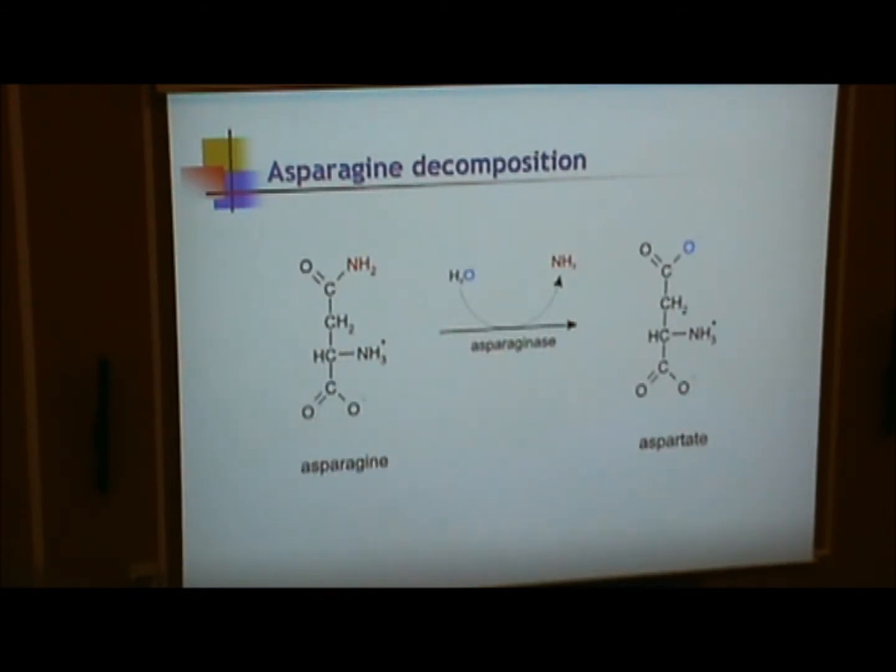Asparagine is degraded by the action of asparaginase. Asparaginase is an enzyme which hydrolyzes the amide bond in asparagine, converting it into aspartate with a release of ammonia.